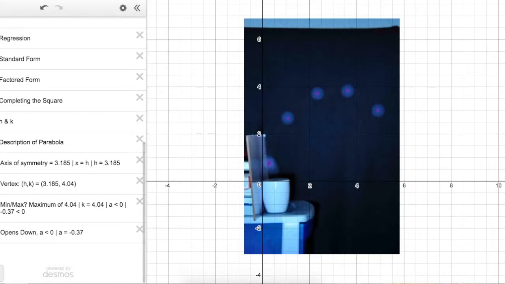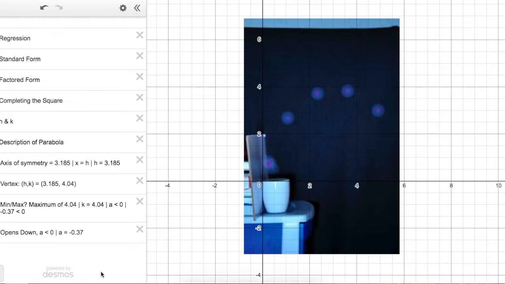A parabola has an axis of symmetry of 3.185. That's because x equals h and h equals 3.185. Its vertex is 3.185 and 4.04. It has a maximum value of 4.04. That's because k is the maximum value.